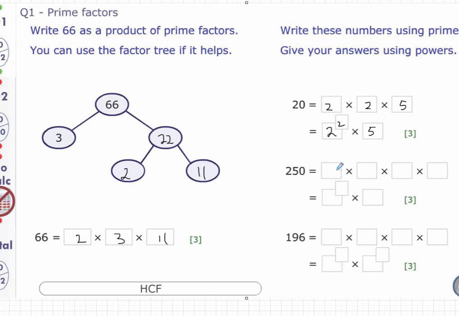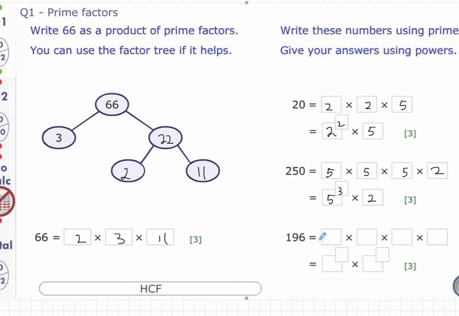This could be 5 times 5 is 25. Then we've got 10. So 5 times 25 times 10. So 5 and 2. That'll be right, won't it? Okay, so this is 5 cubed times 2.